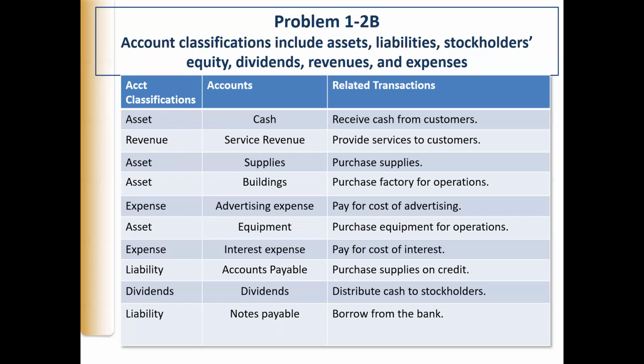I'm going to give you a hint. Apart from one account called deferred revenue, anytime you see the word revenue, it's always going to be a classification of revenue. There is an account we'll look at called deferred revenue that is actually a liability, and we'll explain it. But apart from that one, everything that says revenue is going to be classified as revenue. This account, supplies, purchasing supplies, is an asset. A building, they purchase a factory for operations, would be an asset, a resource. Let me go down here to equipment. Equipment, purchase equipment for operations, again, an asset, a resource.